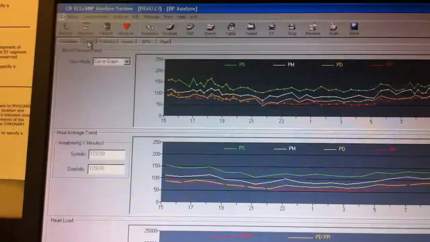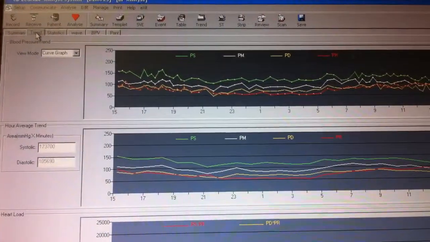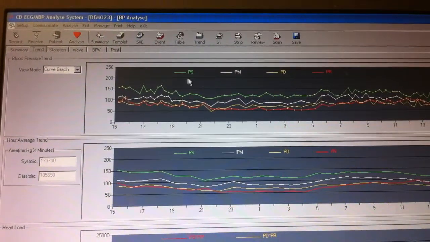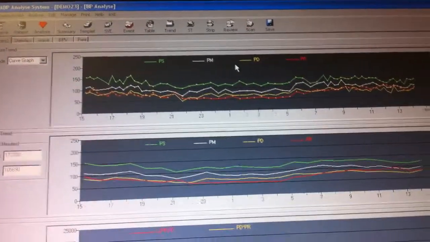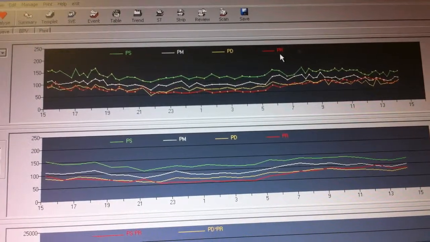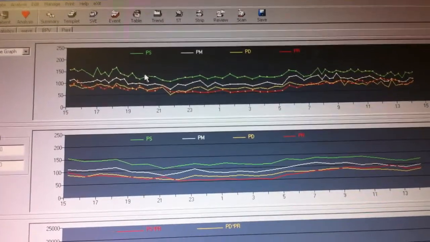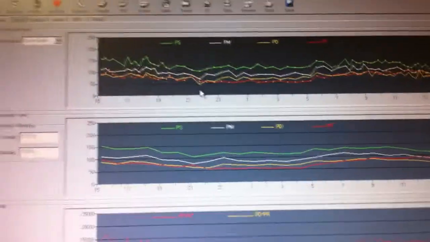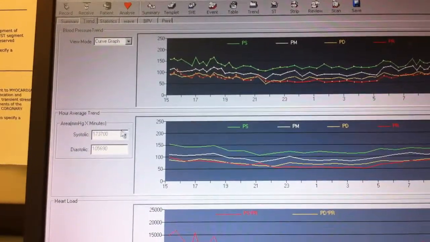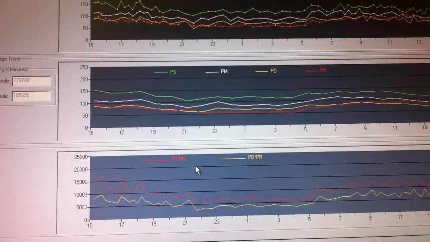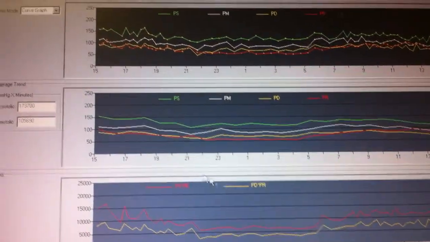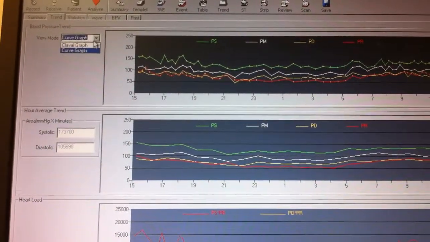On the Trend tab up top, we can see here graphing of pressure. This would be systolic pressure, the mean pressure, diastolic pressure, and in red here the pulse rate. And you can see these trends all compared to one another. On the side here you can see that this is looking at the hourly trends, and on the bottom here the heart load, which would be equivalent to double product, systolic blood pressure times heart rate. There's different views of the data you can look at.